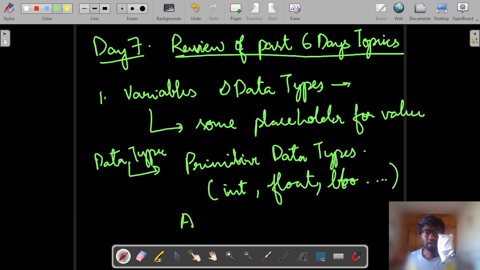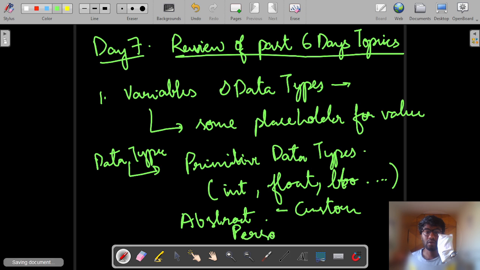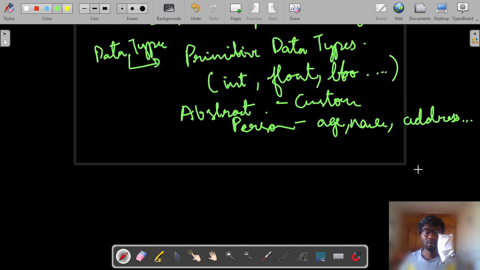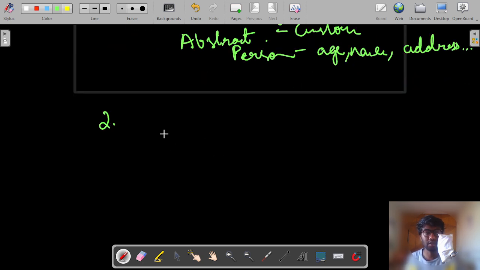We also had abstract data types, where if we wanted to define custom data types, like say a person having attributes of age, name, address, right? These were our learnings.